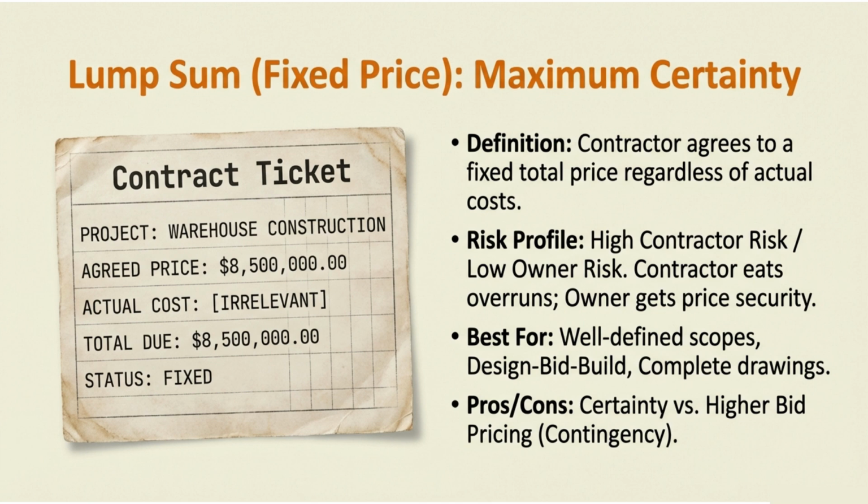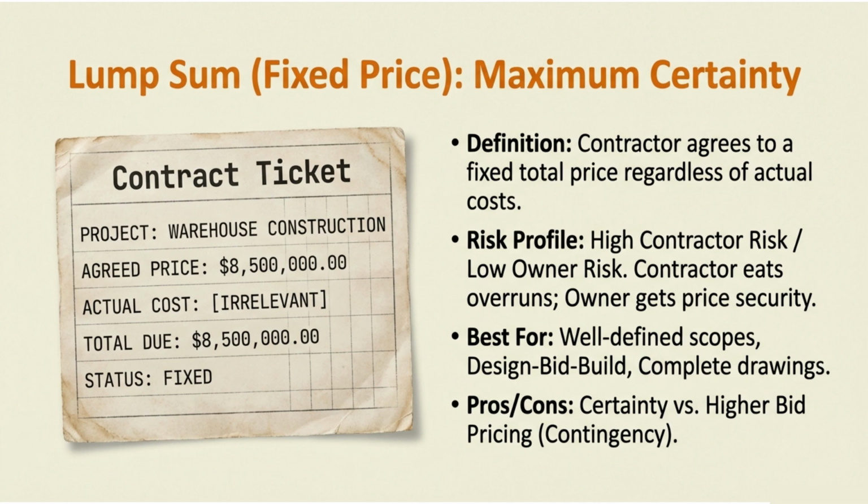Welcome to Lump Sum, the set it and forget it of construction contracts. Definition: the contractor agrees to a fixed total price, regardless of actual costs. You could read that contract ticket here: $8,500,000. Done. Finished. That's what you're paying.